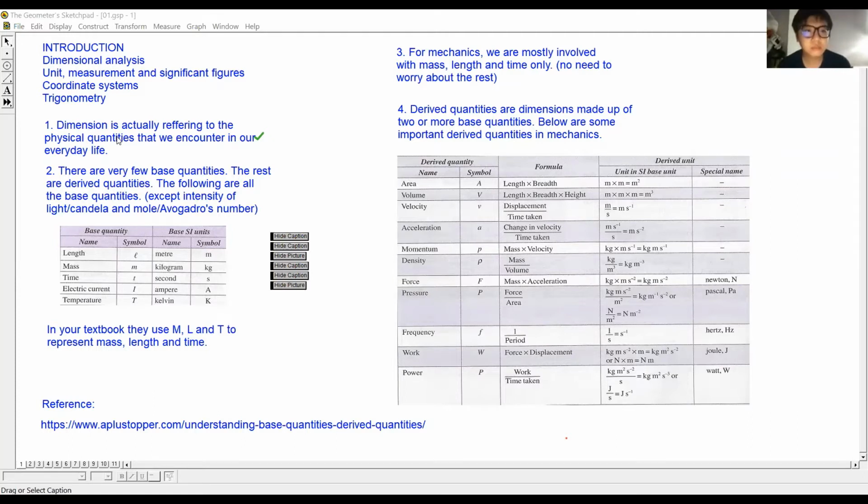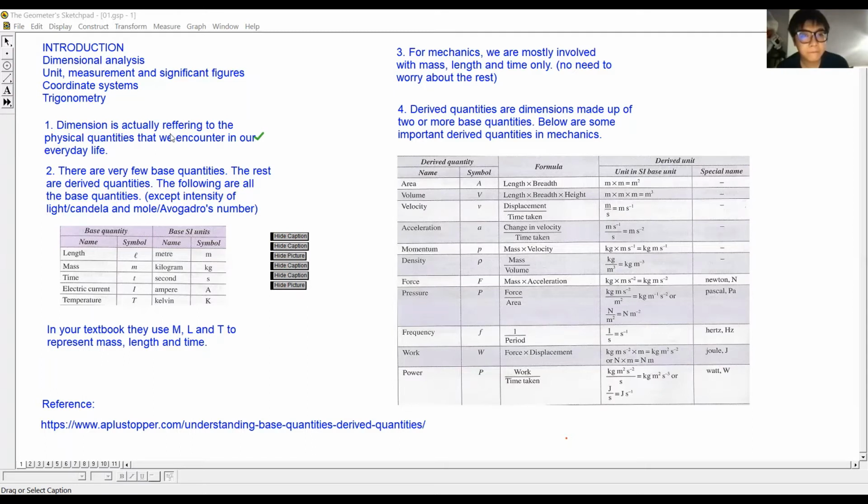So for example, let's say length is a physical quantity. It has magnitude, probably we say 1 meter. So meter is the unit, one is the size, the quantity that we have. So if we want to measure 1 meter, we can use some instruments. We can use a meter rule or a measuring tape. So dimension is a physical quantity.